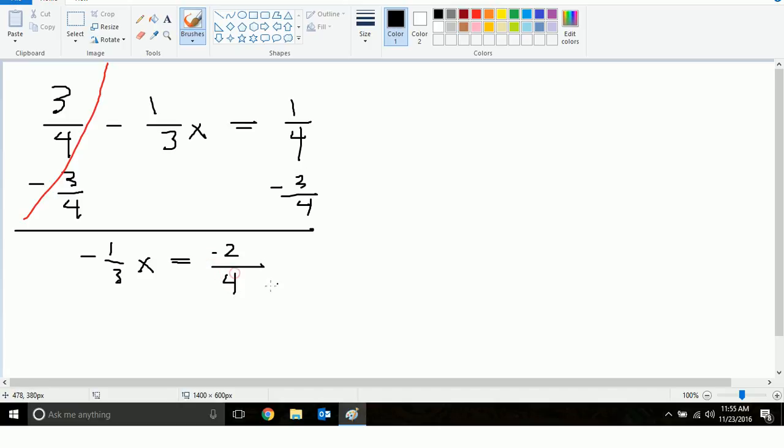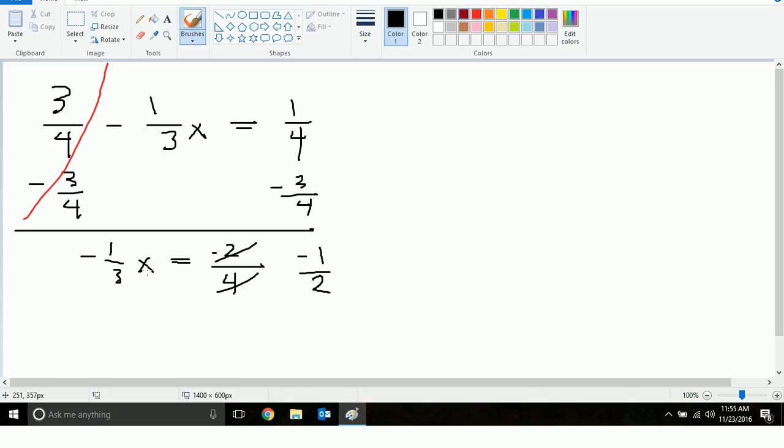Negative 2 over 4, we know that that is going to reduce. So let's go ahead and reduce that. We know that's going to give us a negative 1/2. Okay, so a negative 1/3 times x equals a negative 1/2. We still have to get that x by itself.